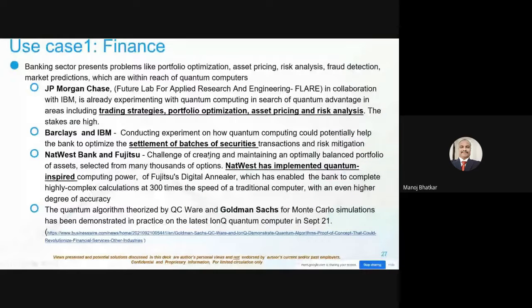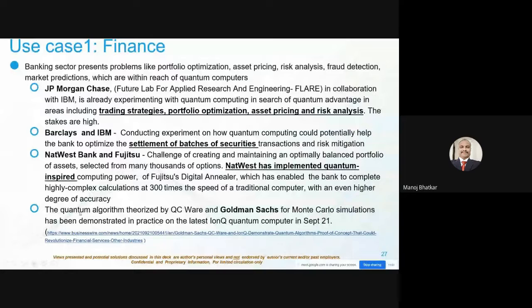So they are optimally balancing the portfolios across the asset classes, with thousands of options available to the investor. So NatWest Bank UK and Fujitsu, you can't call it a pure quantum computer, but what Fujitsu calls a digital annealer is pseudo-quantum computing, you can say. And they already achieved it. There is a case study available if you look on the internet, and there are some references I have given also.